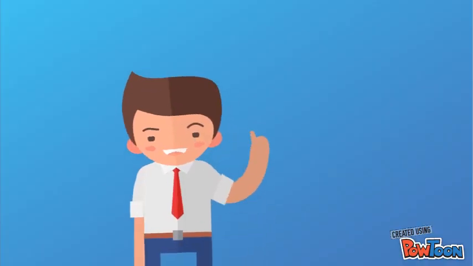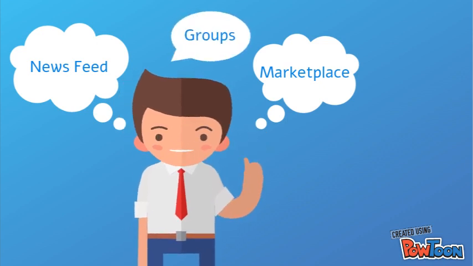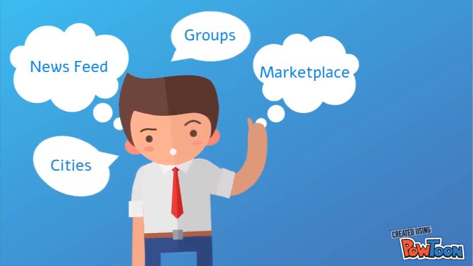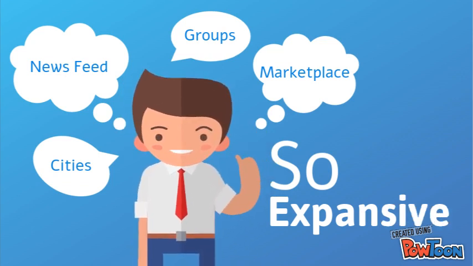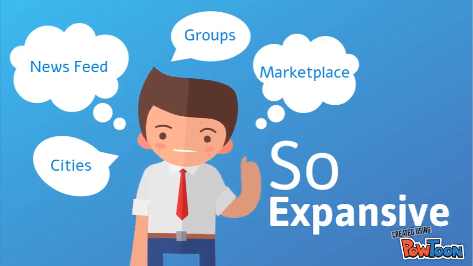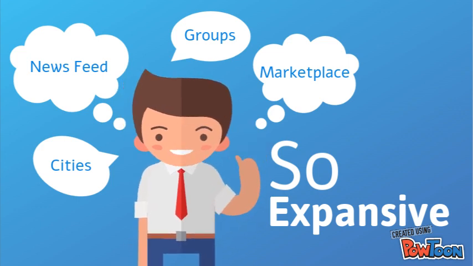Some ways that Facebook connects its users is through its marketplace, its newsfeed, by connecting groups, even by connecting cities. Facebook connects everybody. It is so expansive. It actually can be a hub for organizations to dive into socio-technical design.